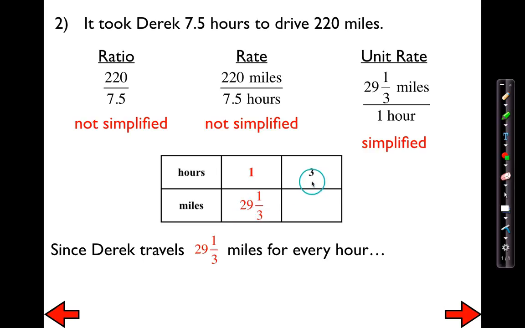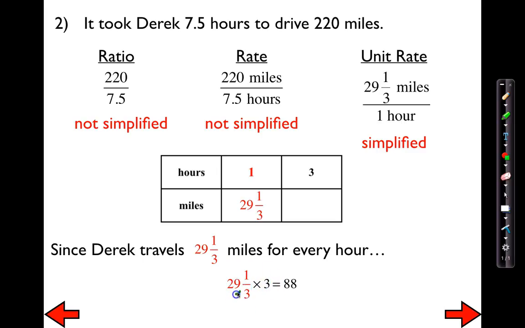Well, in 3 hours, that's 3 times as long, so that's going to take 3 times as far. So for that, I'm just going to simply multiply by 3, and it's going to give me 88. Now, just a quick tip if you forgot, what you're going to want to do before you multiply is turn this into an improper fraction.